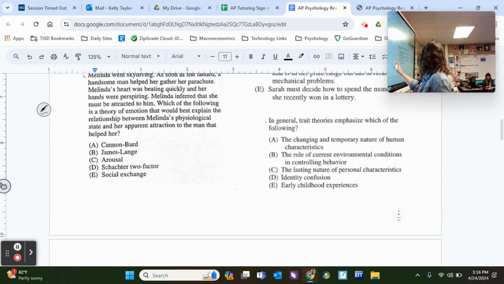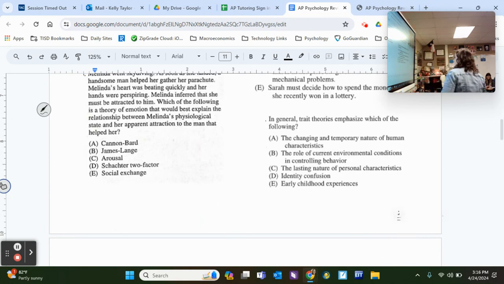Trait theory emphasizes which of the following? What is E? Freud. That's Freud. Use big girl words: psychodynamic. There we go, psychoanalytic, psychodynamic.